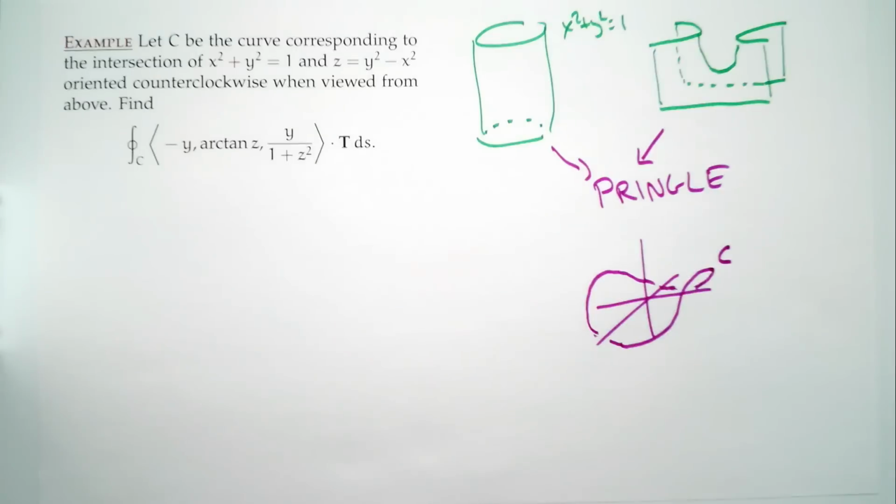And we want to find the integral along this curve of minus y, comma, arctangent of z, comma, y over 1 plus z squared. Now, looking at this, I feel there's probably a pretty good chance I wrote this problem because there's an arctangent. I'm trying to rub off on the other faculty members, though. So they're starting to like arctangent, too. It's Stockholm Syndrome. If you hang around arctangent long enough, you'll love it.